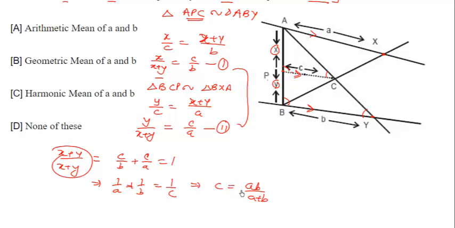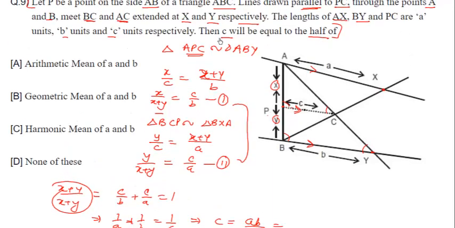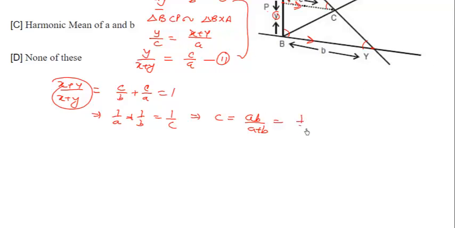Clearly, in fact, we have been asked C is half of what? Then C will be half of 2 times AB over A plus B. Now this is nothing but the harmonic mean of A and B. So option C becomes the right answer. Difficult one, of course; it is not expected that we can solve it in an exam, but a very good question to see how we crack a question by applying multiple concepts.